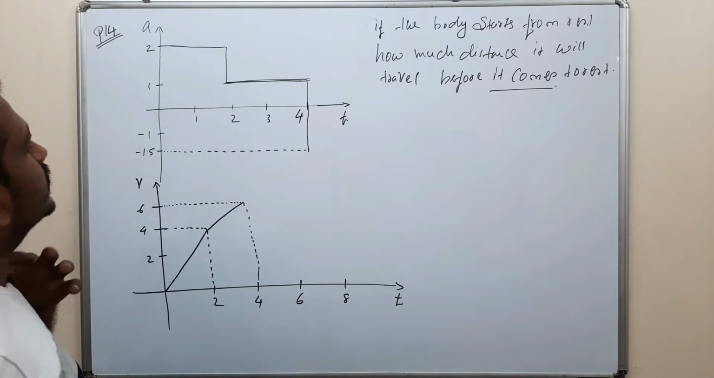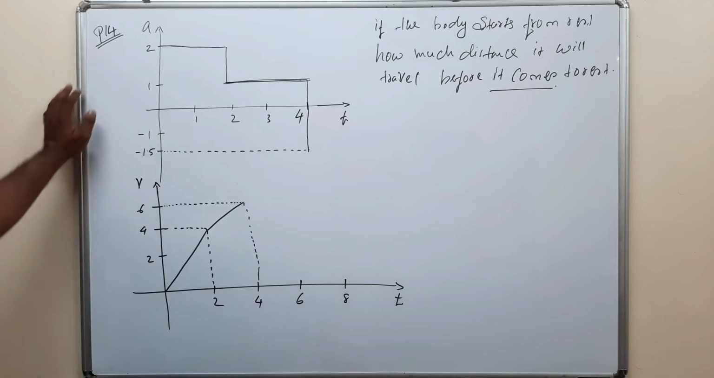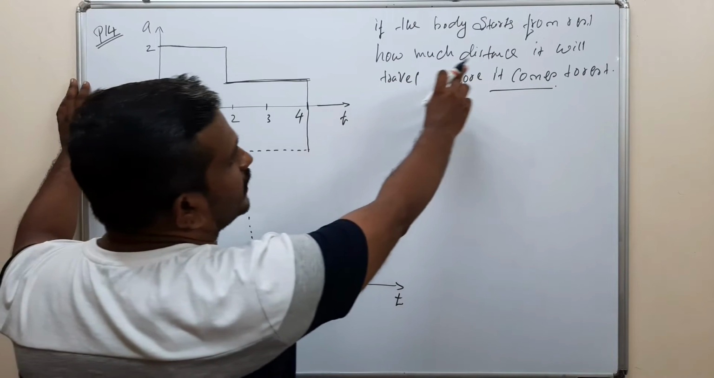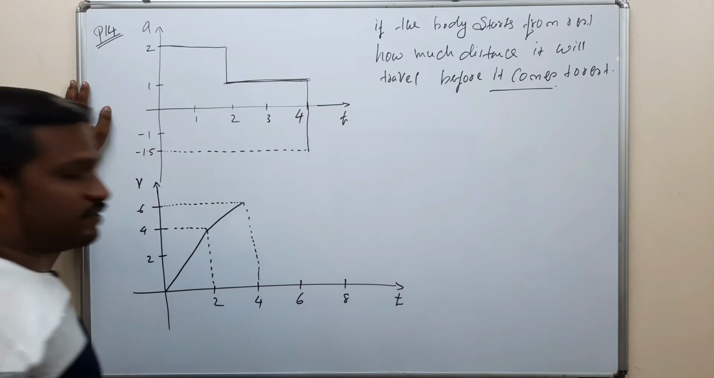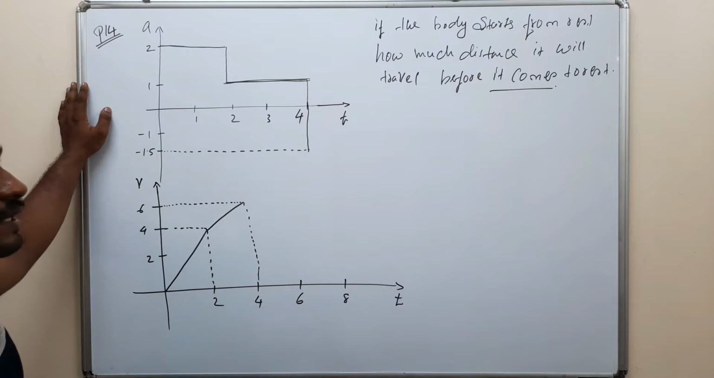After that, the body moves with a deceleration of minus 1.5. In the question it is given, if the body starts from rest, how much distance will it travel before it comes to rest. Finally, the body comes to rest. So we have to find at what time the body comes to rest.